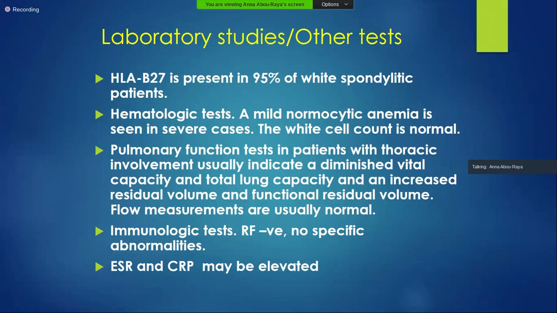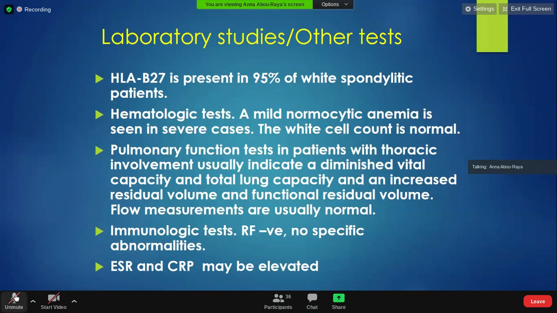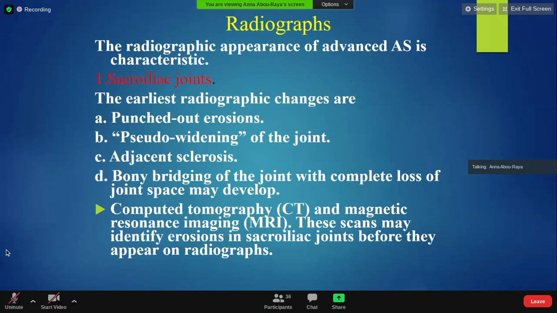Of course the pulmonary function test: if my patient is advanced, he will get thoracic involvement and I will pick up a diminished vital capacity and total lung capacity, and at the same time of course he will have an increased residual volume and functional residual volume. Of course, as we said, rheumatoid factor is negative. The x-rays you will take in radiology.